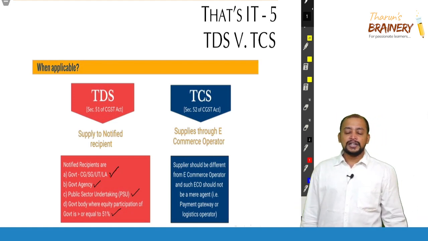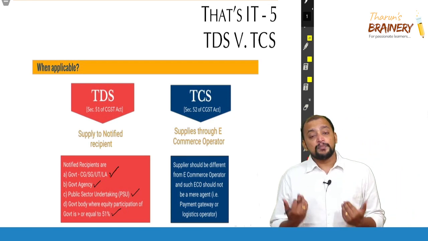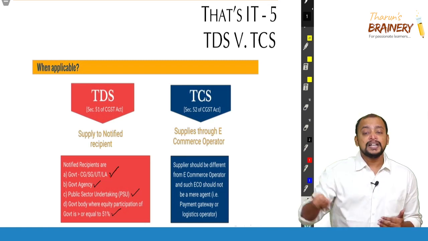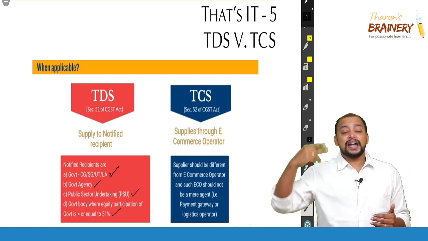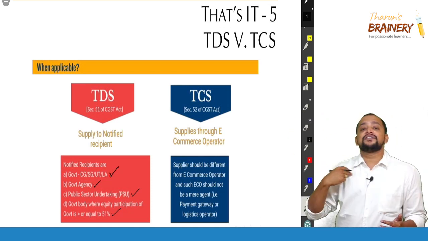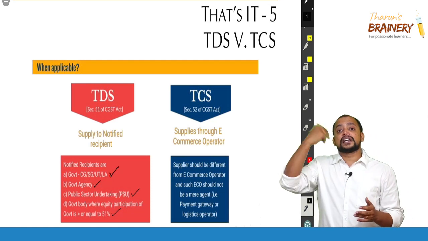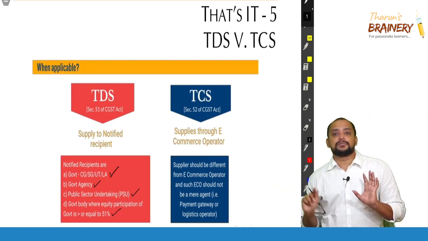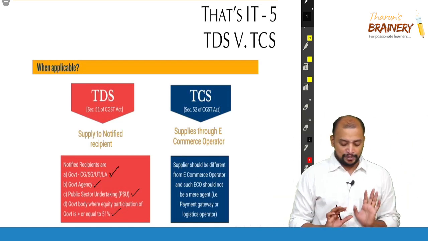In that case, liability to pay GST is on us only. But the notified recipient, when making payment to us, will deduct 2% TDS and remit it in our name, and we can take it as credit in the cash ledger, not the credit ledger, and use it for payment of our GST liability. Just like regular TDS, the same way it will be applicable here.